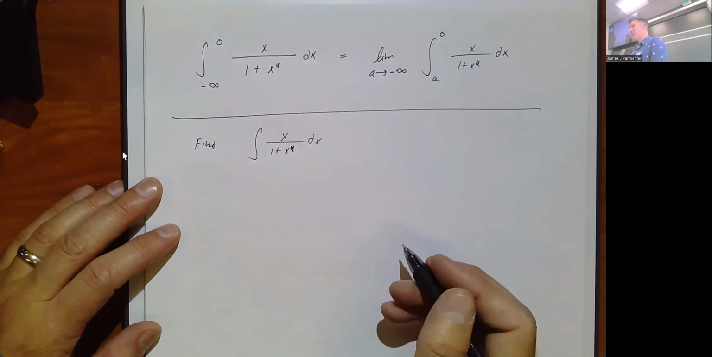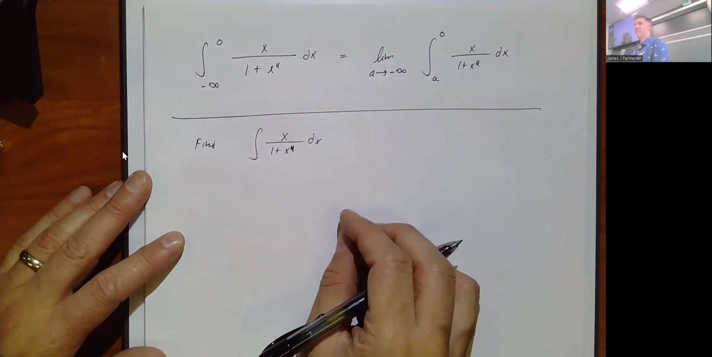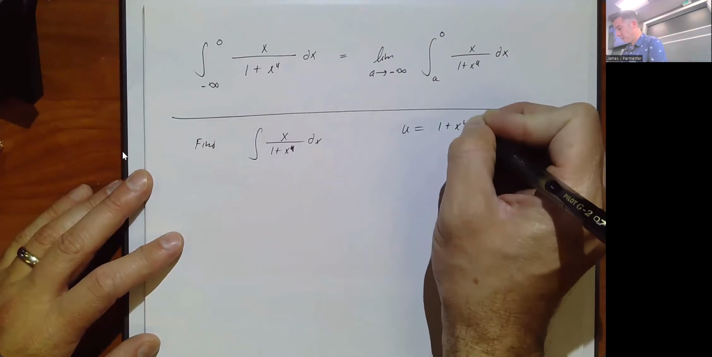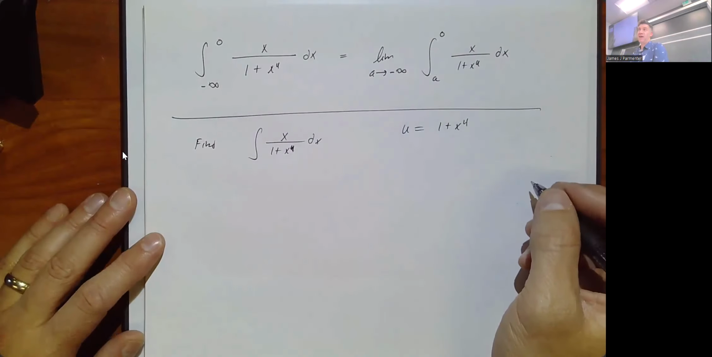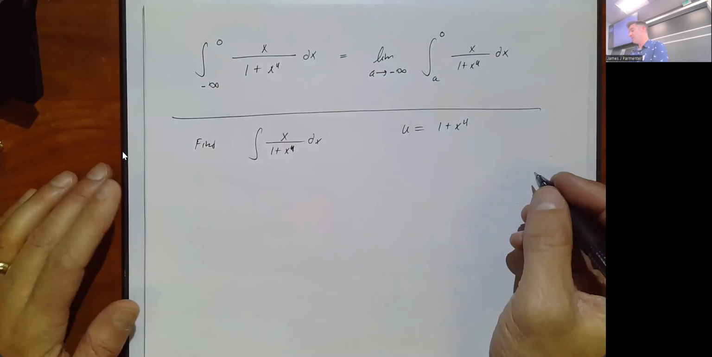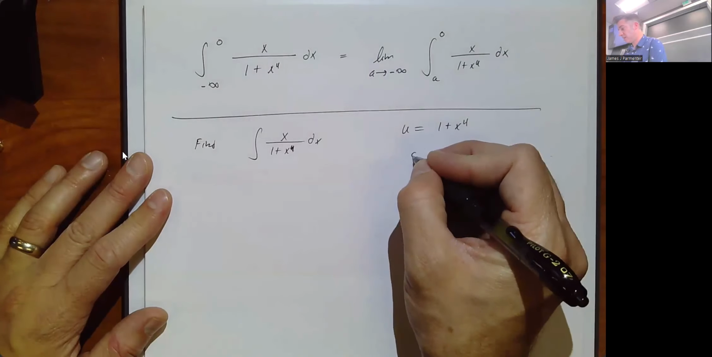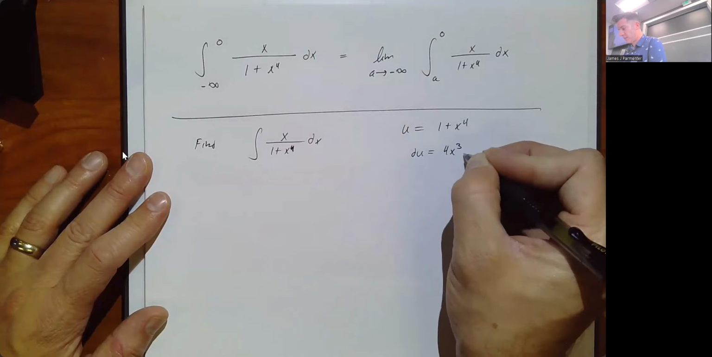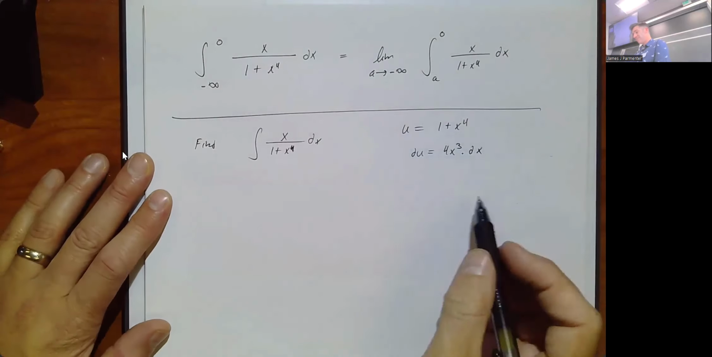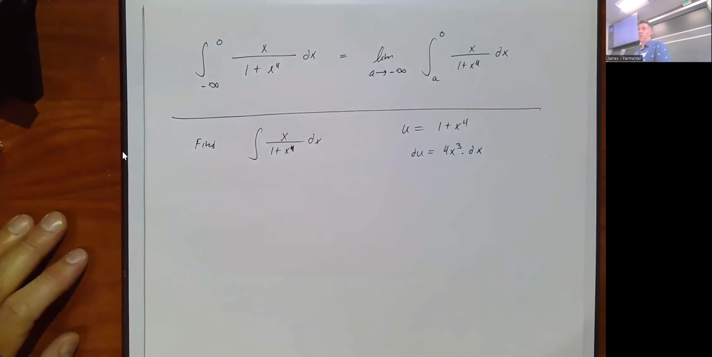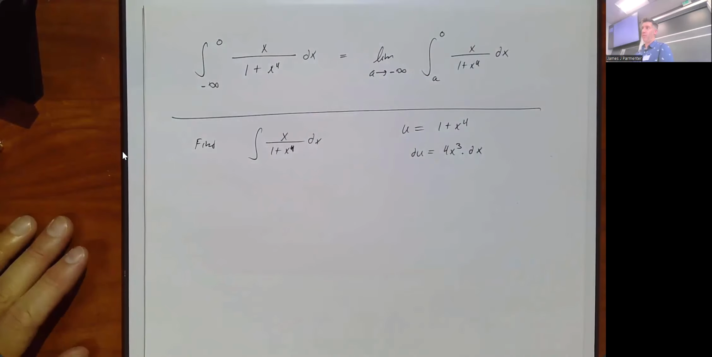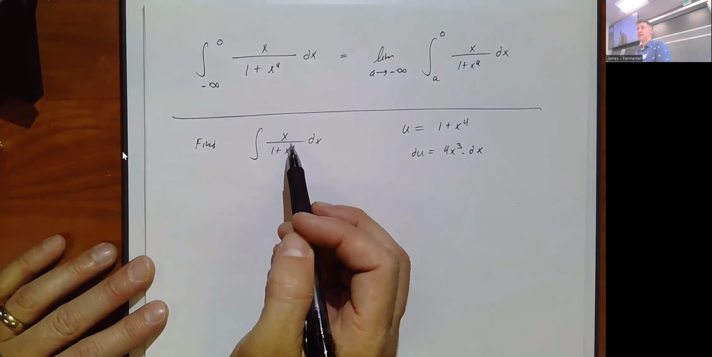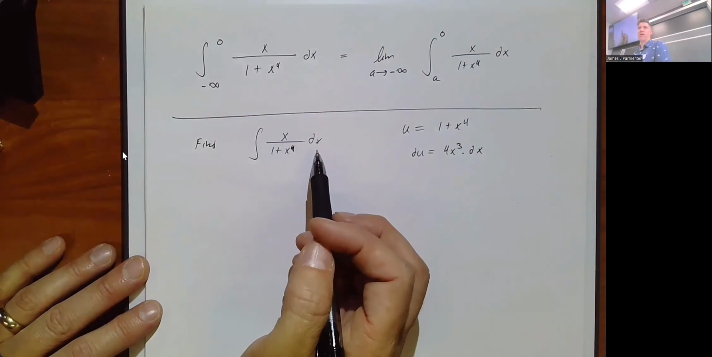What's a good choice for you here? Well, you might start by trying 1 plus x to the fourth. It's not a bad idea. It's not the right choice, though. If I find my du, the derivative of x to the fourth is 4x cubed, and then I slap on a dx. And I don't have an x cubed times dx. The 4 I don't worry about, but I don't have an x cubed times dx. So that's kind of problematic.